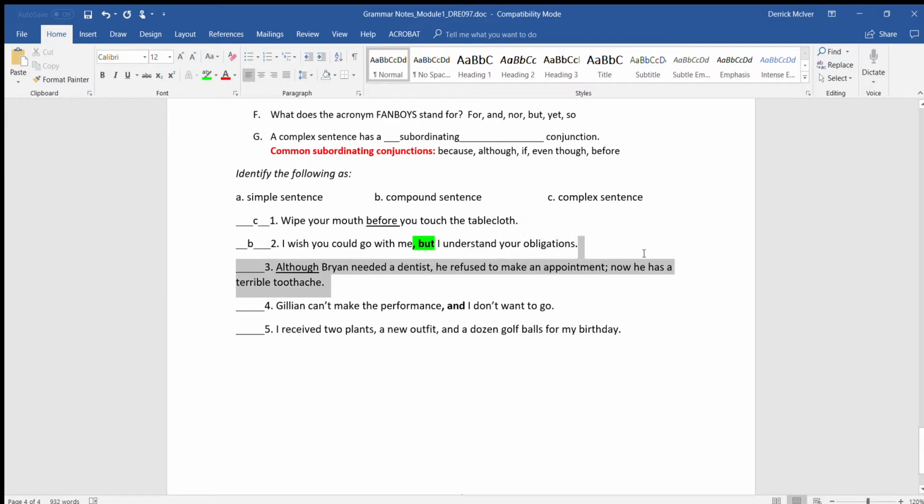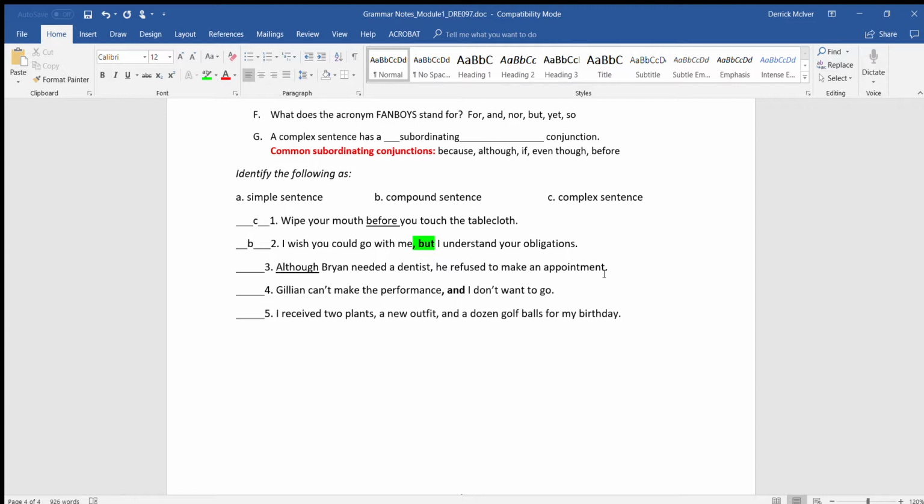Okay, although Brian needed a dentist, comma, he refused to make an appointment. Although is one of those subordinated conjunctions. What type of sentence will have a subordinated conjunction? Complex. Remember, complex sentences have subordinated conjunctions. Remember, the subordinated conjunction can come in the middle of the sentence. If it comes in the middle, it will not have a comma, or it can come at the beginning. If it comes at the beginning, it will have a comma.